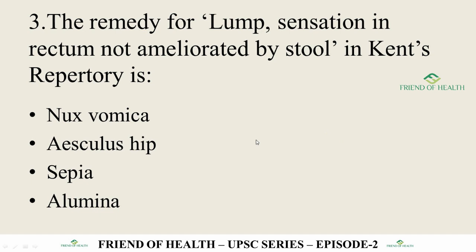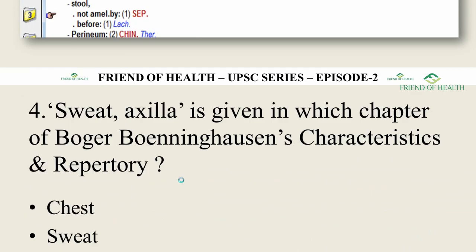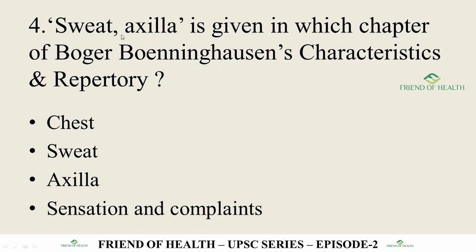These levels of very easy questions are very rare in UPSC, because in UPSC there will be tough questions. We will see a few more tough questions coming up. So the answer here is sepia. We won't expect an option like sepia to cover this symptom. So if you see the rubric, rectum, lump sensation of, the answer is not ameliorated by stool. So the answer is sepia. We'll move on to the fourth question. Sweat axilla is given in which chapter of Boger Boenninghausen's Characteristics and Repertory?